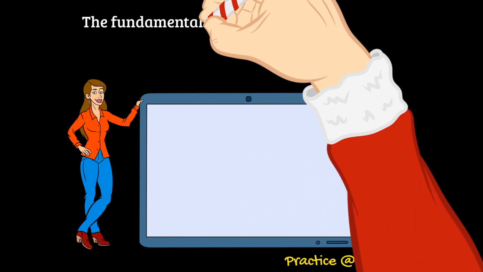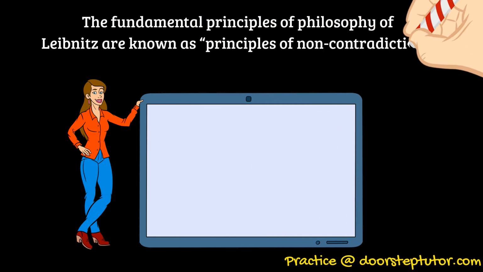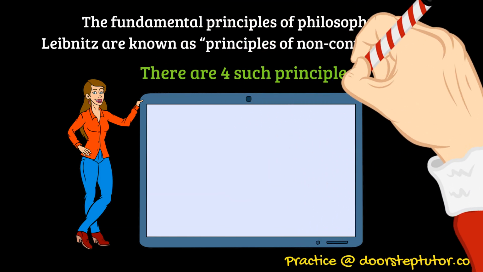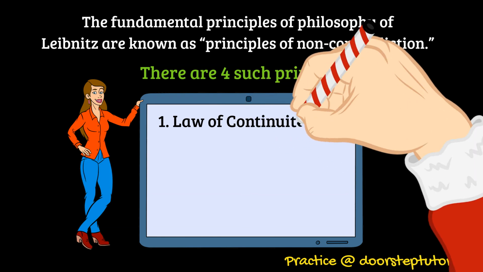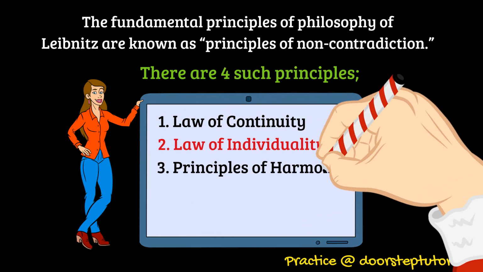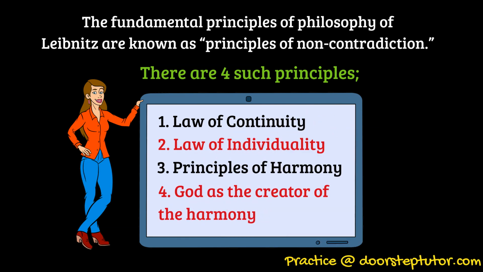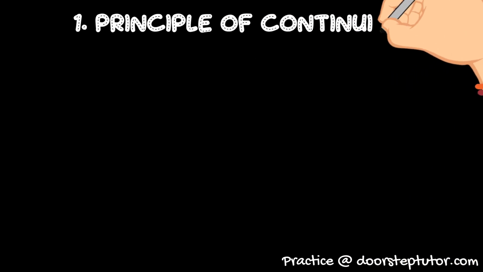The fundamental principles of the philosophy of Leibniz are known as the principles of non-contradiction. They are the law of continuity, the law of individuality, the principle of harmony, and that God is the creator of the harmony. So these four primarily are the fundamental principles of the philosophy of Leibniz. The first is the law of continuity.